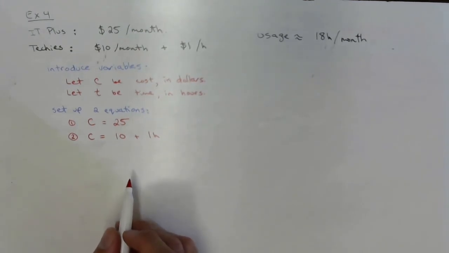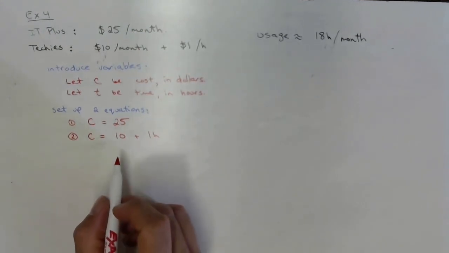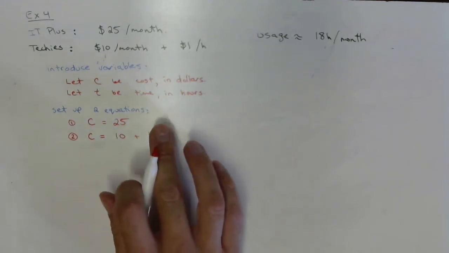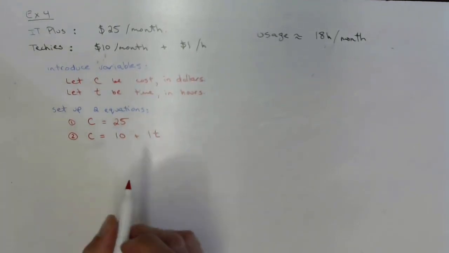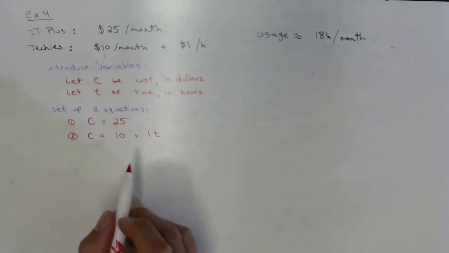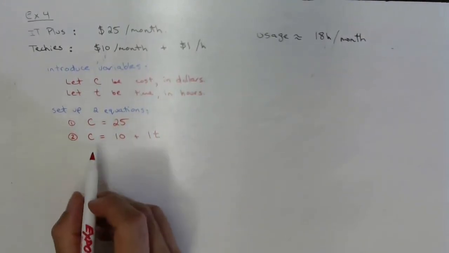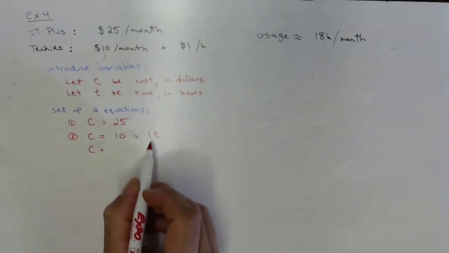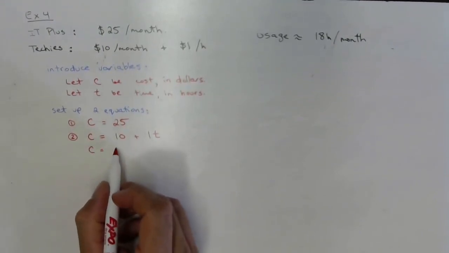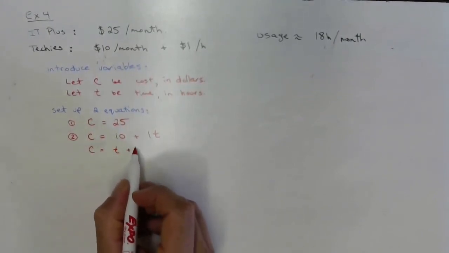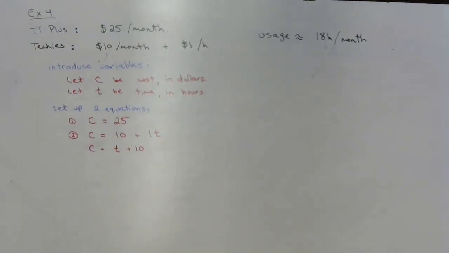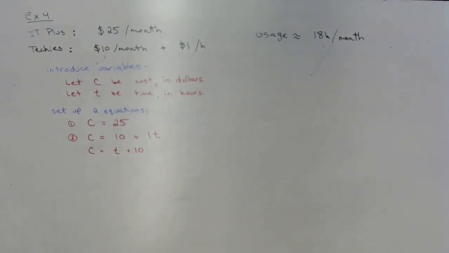Okay? How could I write that more efficiently? We're doing T. Oh yeah, we were using T. 10 plus 1T. How can I write this more efficiently? Yeah, I don't need the 1 there. And I want to put the variable first. T plus 10. Okay? $1 per hour plus 10 bucks no matter what.